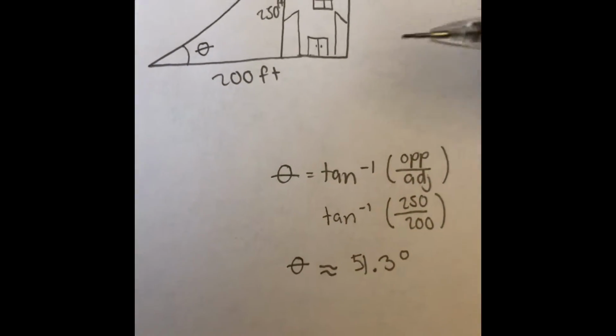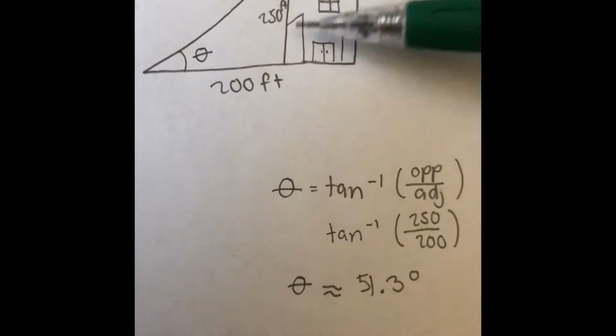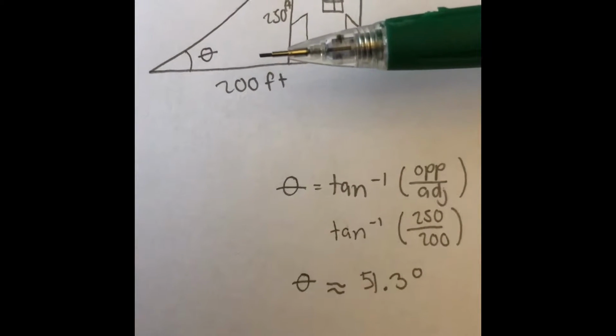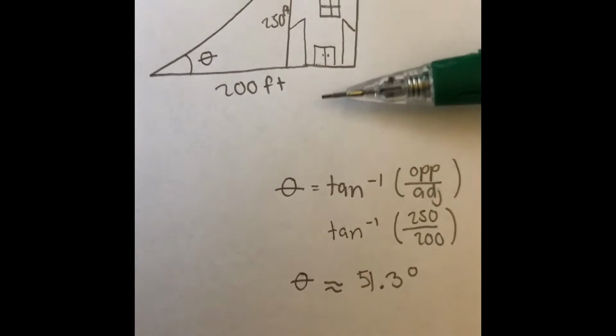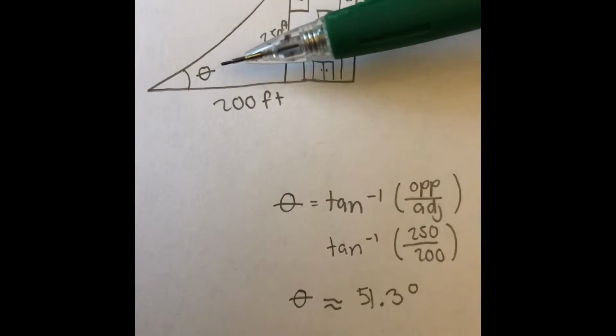Alright, so our next problem tells us that the height of a castle is 250 feet. So this is our castle. What is the angle of elevation from a point on the level ground 200 feet away from the base of the castle? So we're going to look for the angle of elevation.